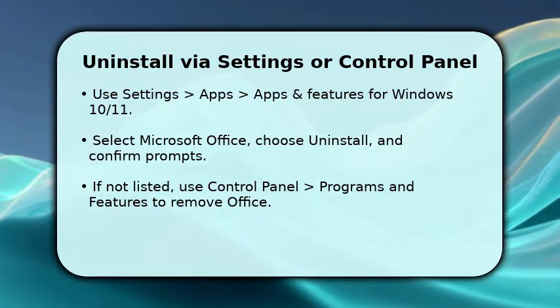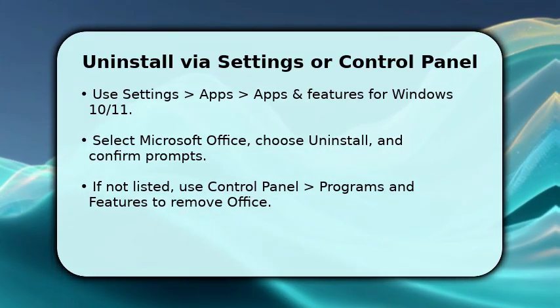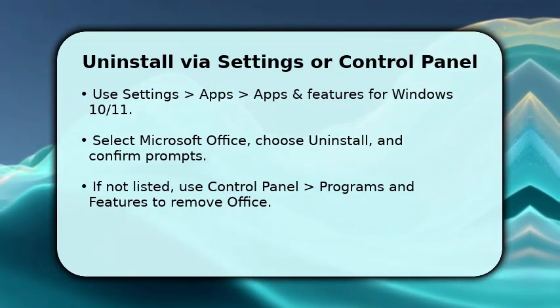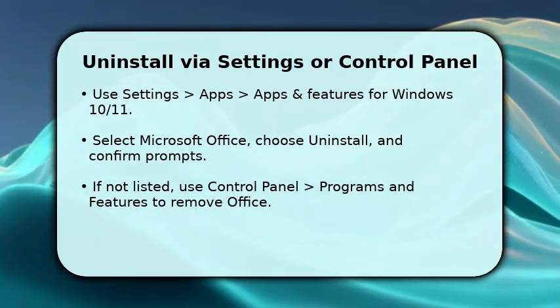Go to Settings, then Apps and Features. Find Microsoft Office in the list, select it, and click Uninstall. Follow prompts to remove core components.